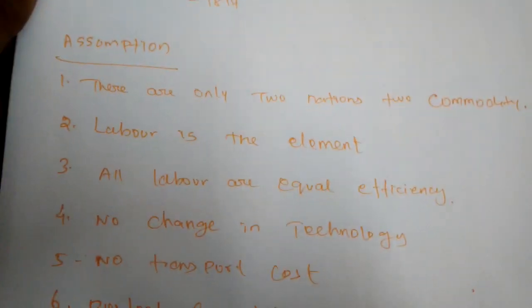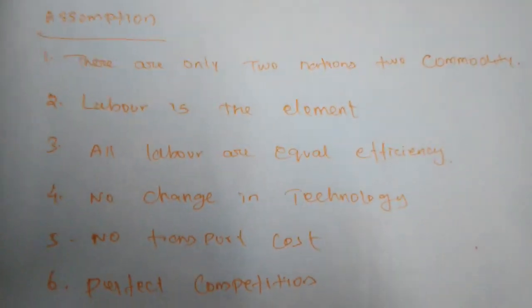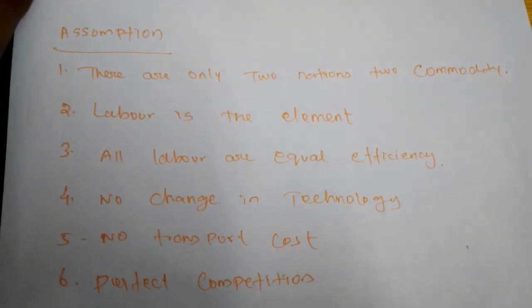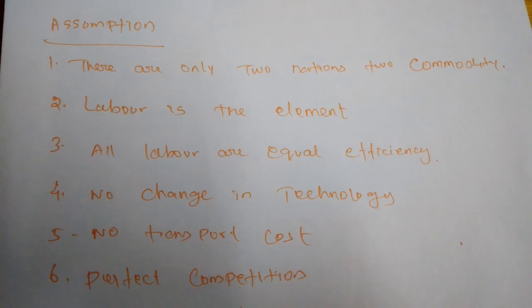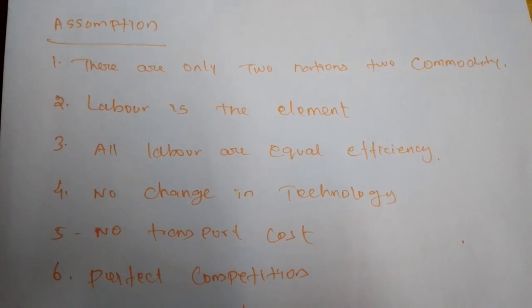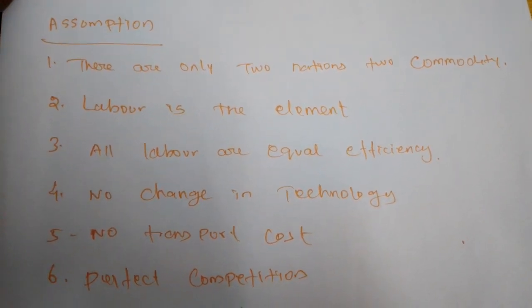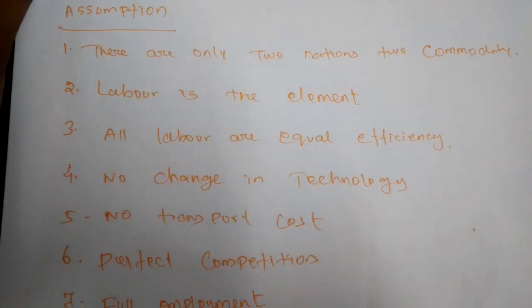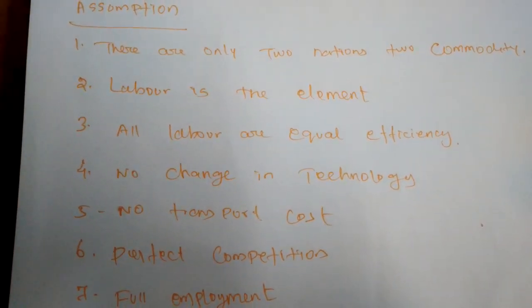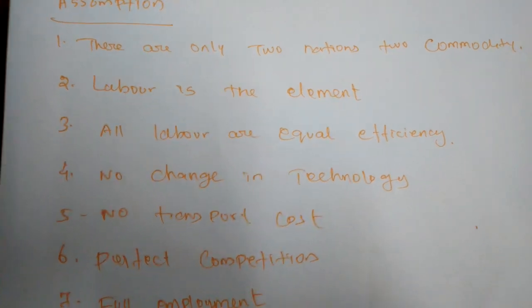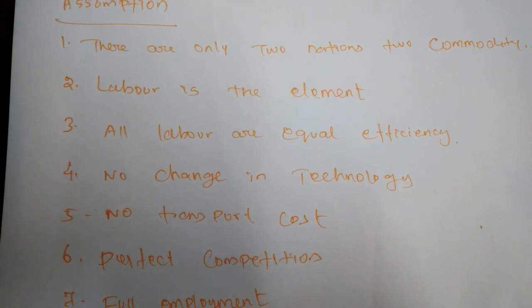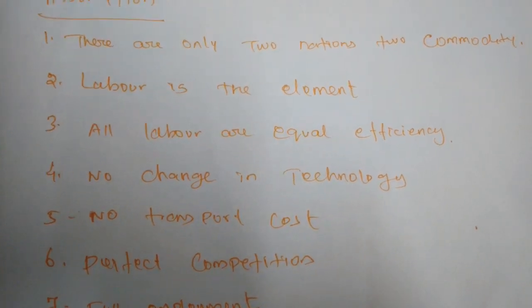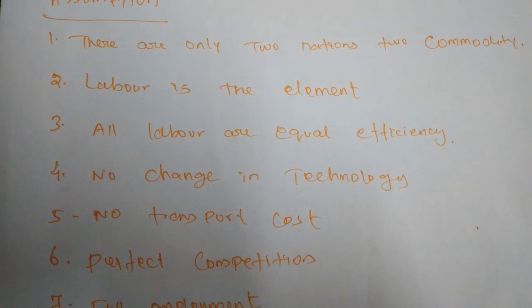For explaining this comparative cost advantage, we have to take some assumptions. There are only two nations and two commodities. The two nations are going to produce two commodities. Next, labor is the only element of cost of production. The cost of production is measured by labor only. All laborers are of equal efficiency, so labor in both nations has the same efficiency.